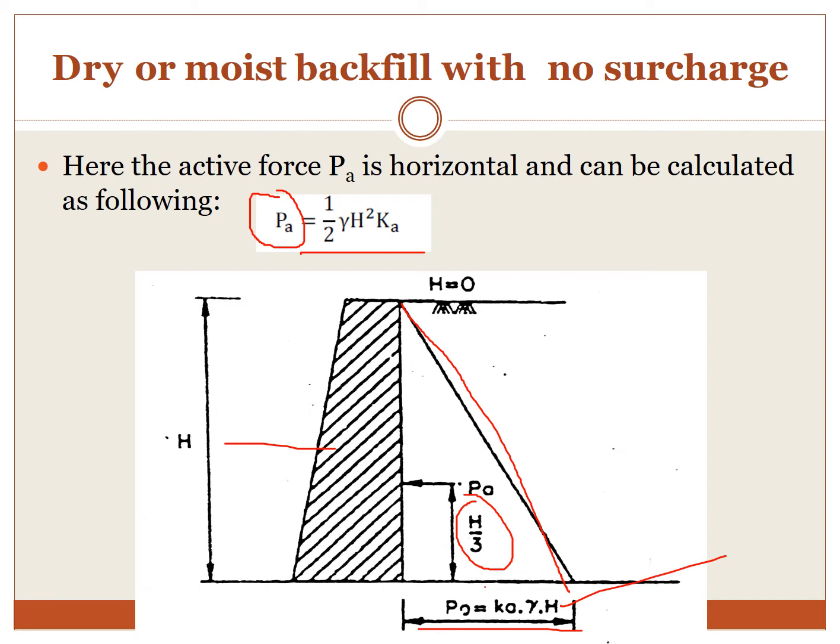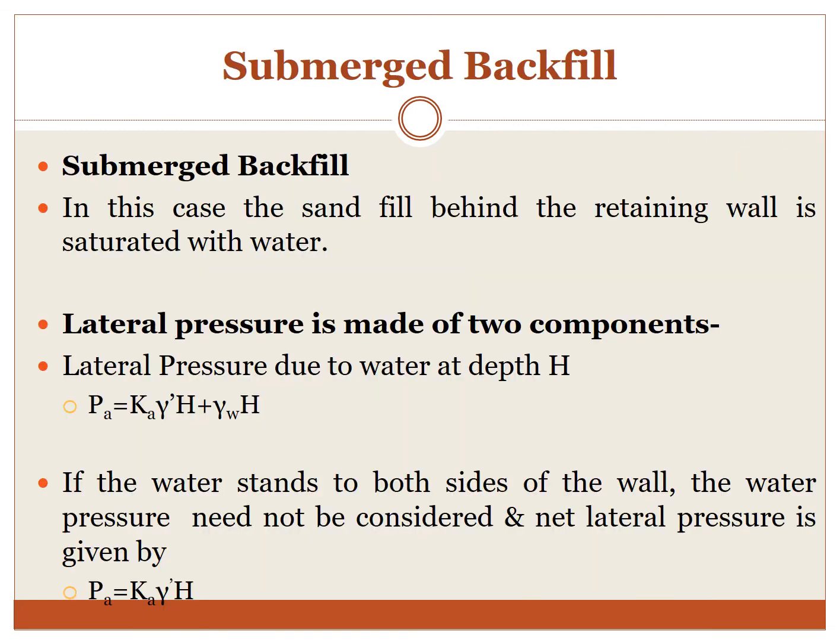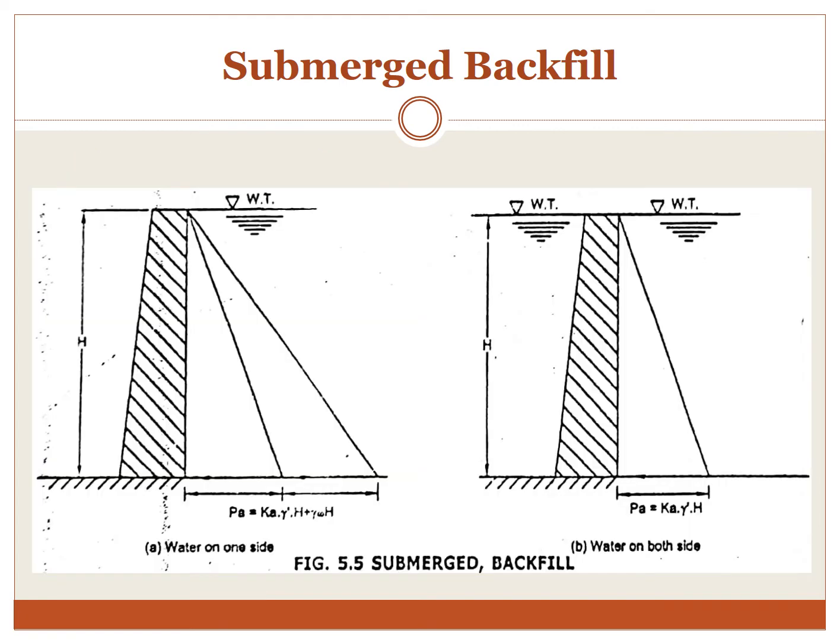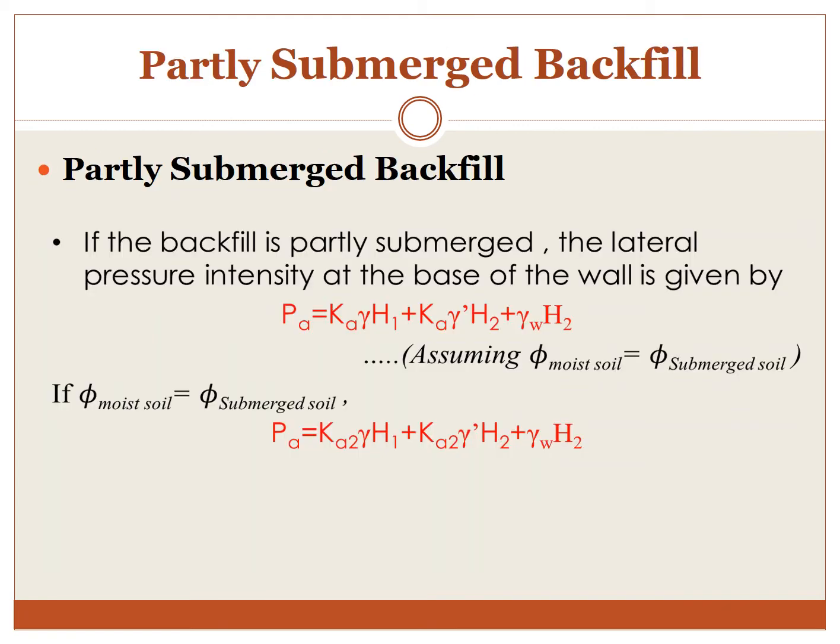Okay, this is the first condition, and now the second condition. Next case is when the backfill is partially submerged. If the backfill is partially submerged, the lateral pressure intensity at the base of the wall is given by this equation: Ka gamma H1, plus Ka gamma dash H2, plus gamma W H2.